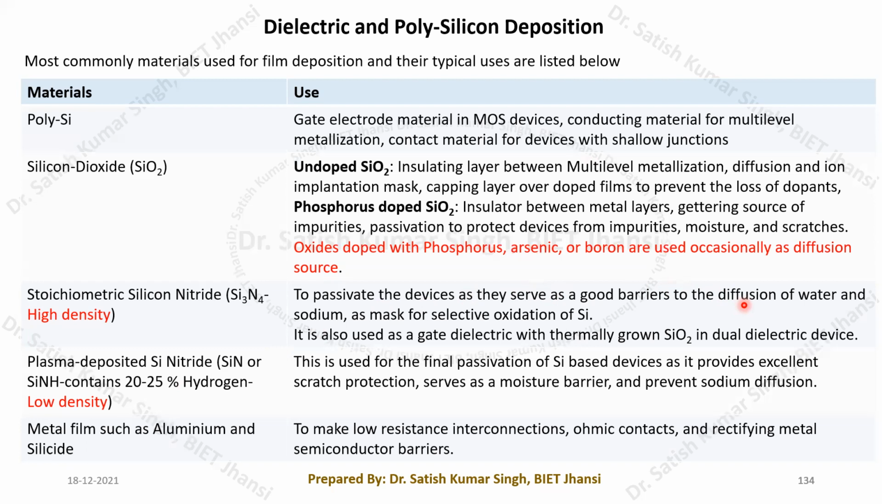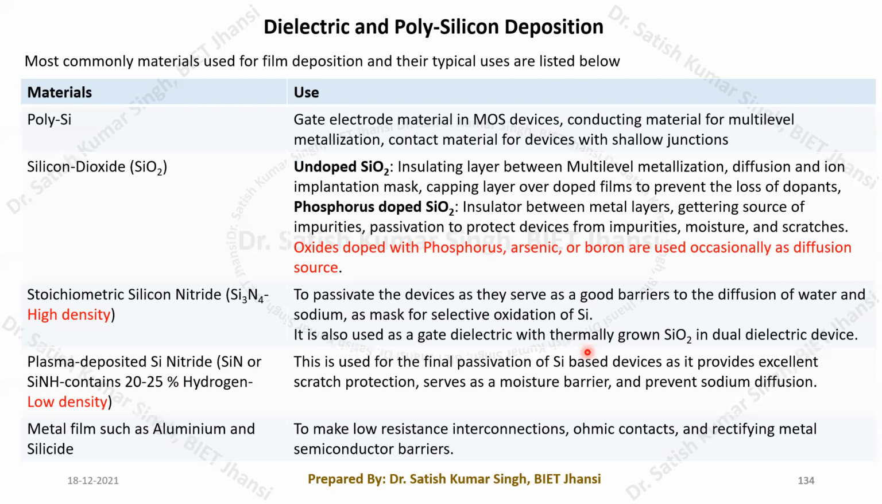You see, when we need to have a dual dielectric device, that time this stoichiometric silicon nitride is also used. Basically, as a gate dielectric, we can use the SiO2 layer, a thin oxide layer, or we can also use the Si3N4, if we want to use two different oxides. So in dual dielectric devices, we generally use this stoichiometric silicon nitride.